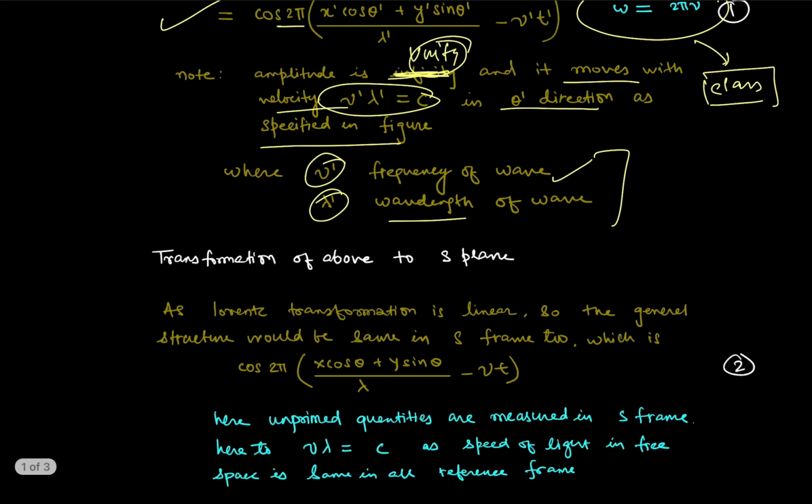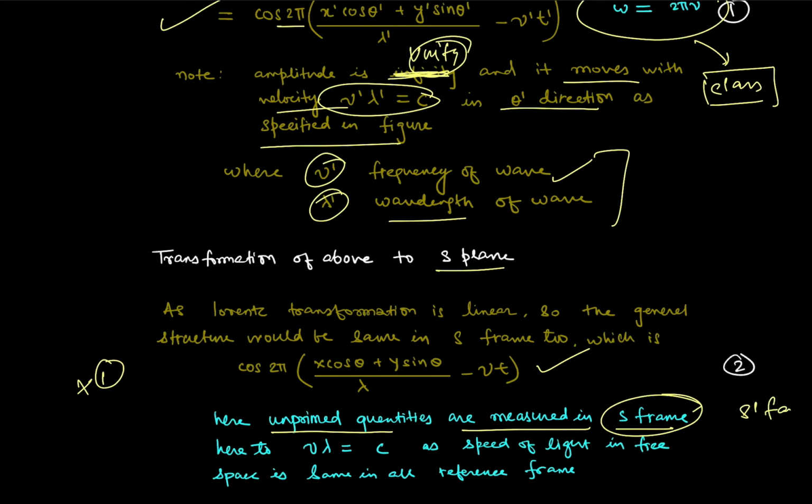Now we need to transform the above into the S frame because that is what the Lorentz transformation says us to do. So this is the transformed equation, something which is without the primed quantities. We call this a primed quantity. So here unprimed quantities are measured in S. We have the general convention, S frame and S prime frame. That is the difference. We try to keep it everywhere so that we don't confuse ourselves.